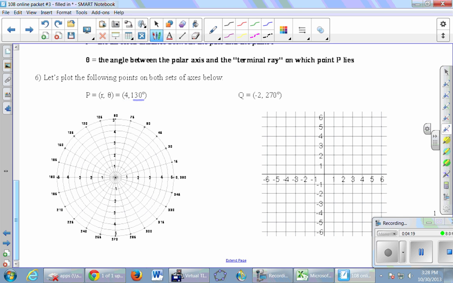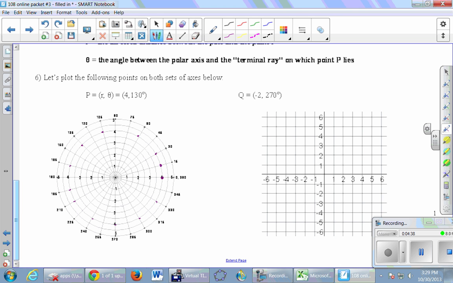So it says go 4 units away. Now 4 units away could be this point or any number of points along this circle. And in fact, that's actually why we call it r, because we're thinking of it as the radius of this circle out here. So which of these points on that circle should we be at?